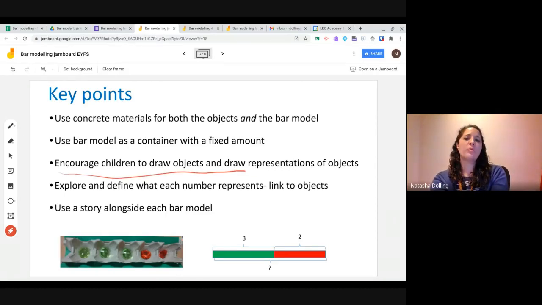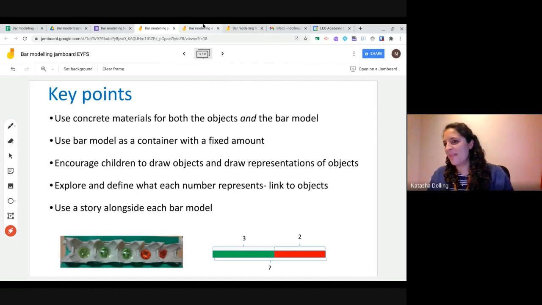Encourage children to draw objects and draw representations of objects. Make sure you're constantly exploring and defining what each number represents and link back to the object. So when they're older, link back to the word problem. 3 is the number of green apples. 2 is the number of strawberries. 5 is the number of pieces of fruit all together. And in those early years, you're not going to be using equations, but you're going to be using some sort of story alongside your bar model that's laying the foundations for the algebraic thinking later on.